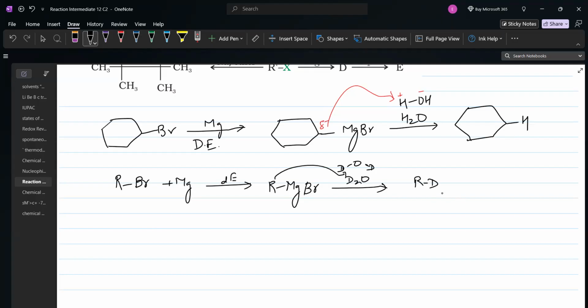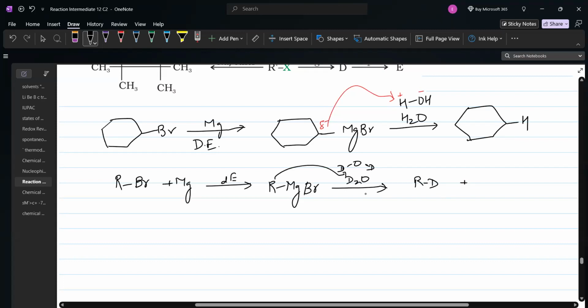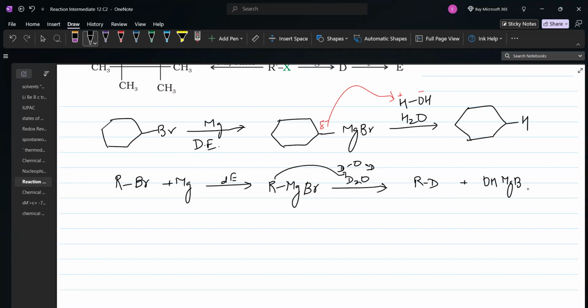That is not important. I have told you earlier that I wrote it as substrate. This will be forming as OH MgBr. This is not at all important for you. That is why I am not even writing this. Don't burden yourself with the byproducts. Just remember the main concept.